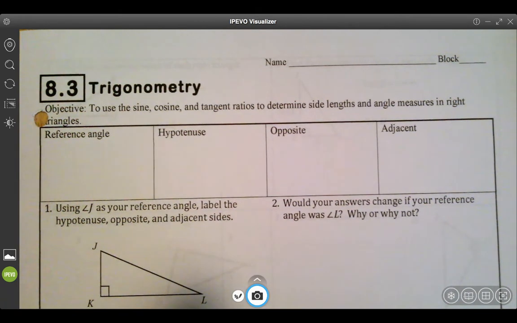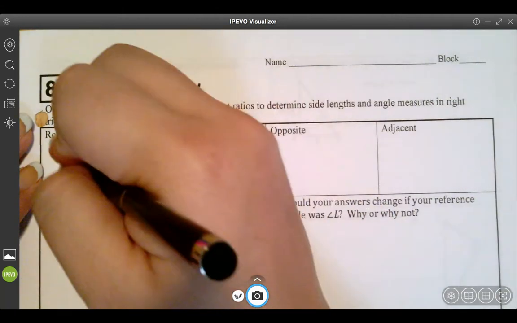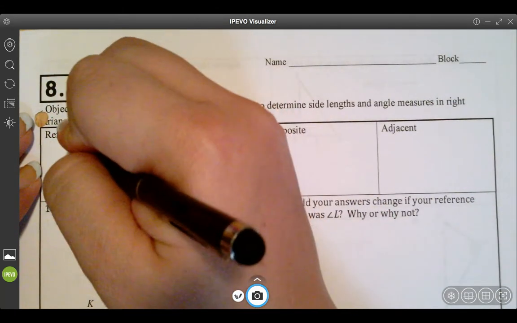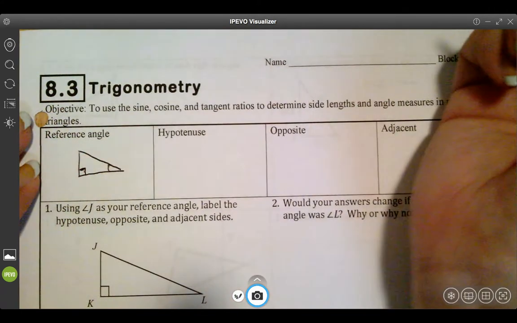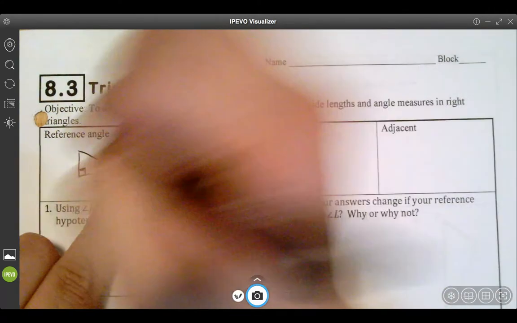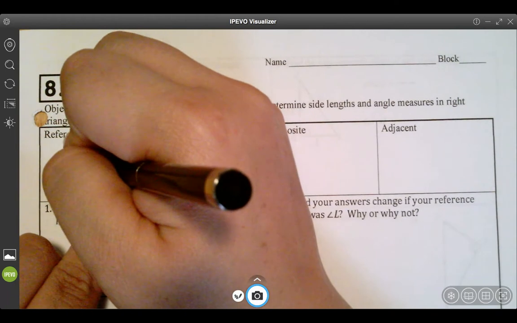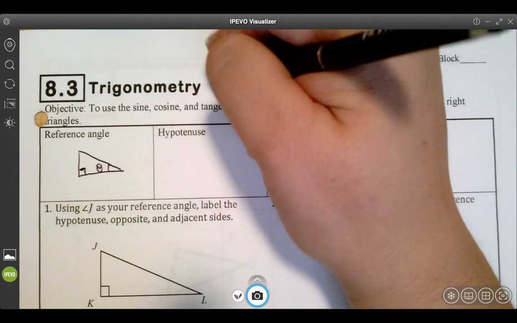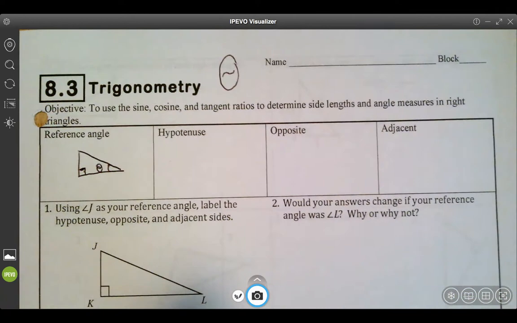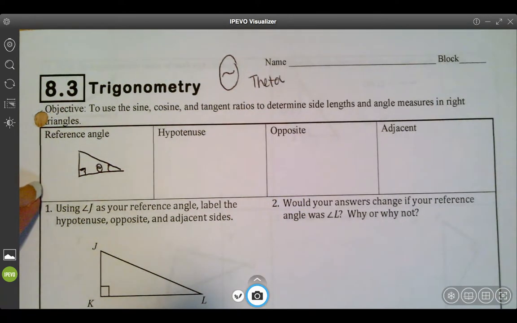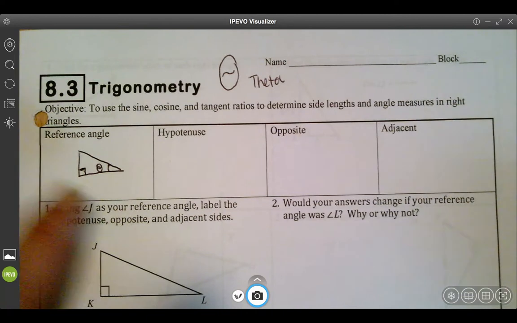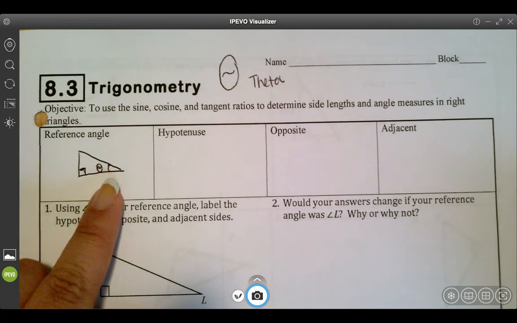A couple vocabulary words that we need to be able to use. When we're talking about a reference angle, it means the angle that we're referring to, and it's usually marked either by giving the angle letter or with the Greek letter theta. So theta is like an O with a little squiggle in the middle. That's theta. And it's a Greek letter. And Greek letters are often used to describe angles. So if we're referring to an angle, sometimes it's marked with the Greek letter theta.